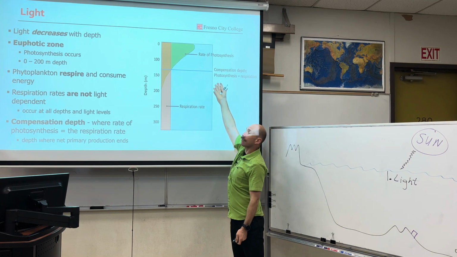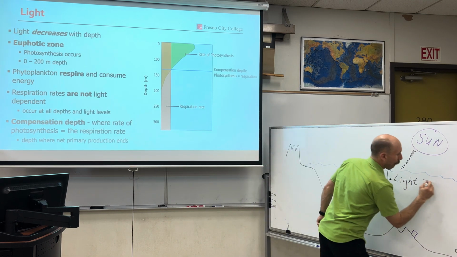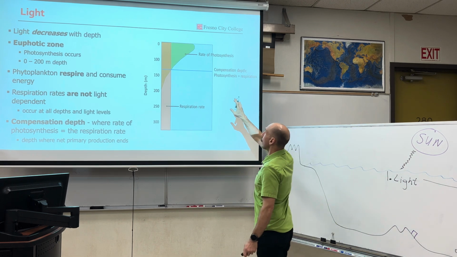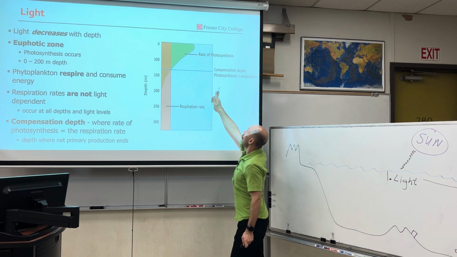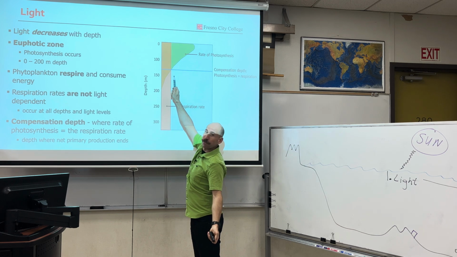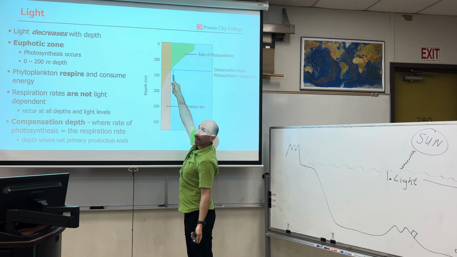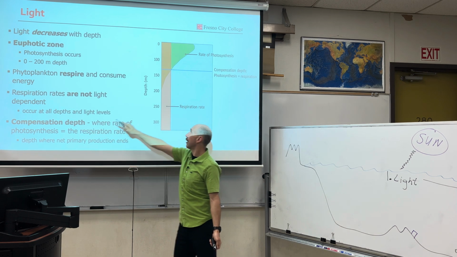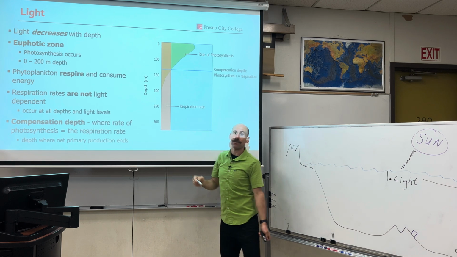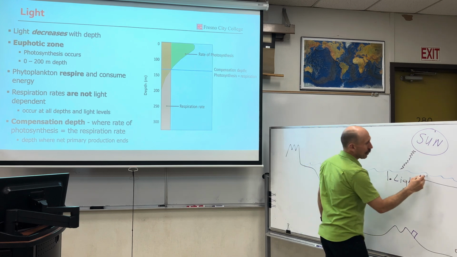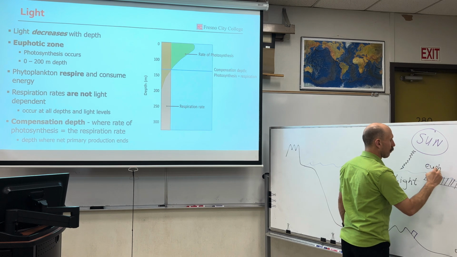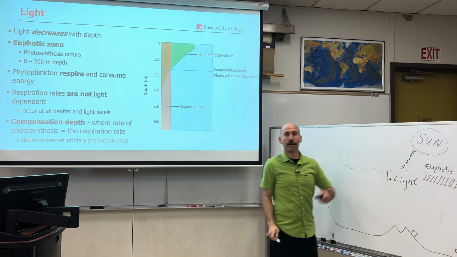So light happens in the upper 200 meters of the water column. It's called the euphotic zone. This is where photosynthesis occurs. At some point, the photosynthesizers are also respiring, and the amount of respiration equals the amount of photosynthesis. This is called the compensation depth. Respiration happens all the way down into the deep ocean. Photosynthesis only happens for a little bit, so we need light in the euphotic zone for primary productivity.